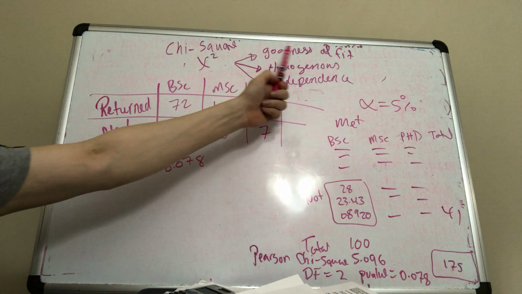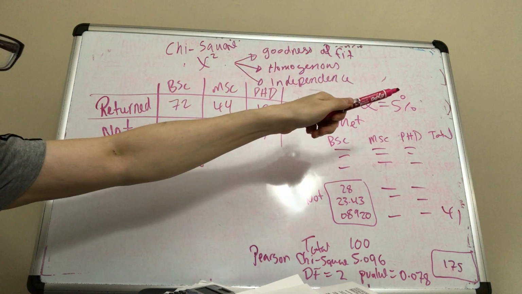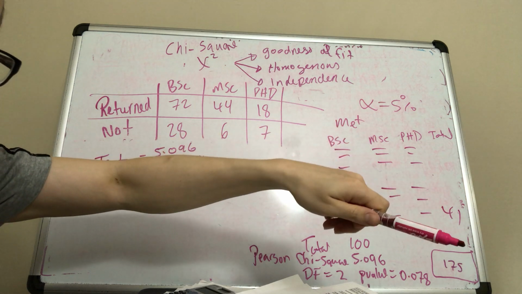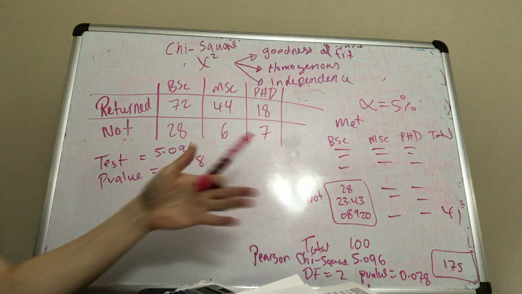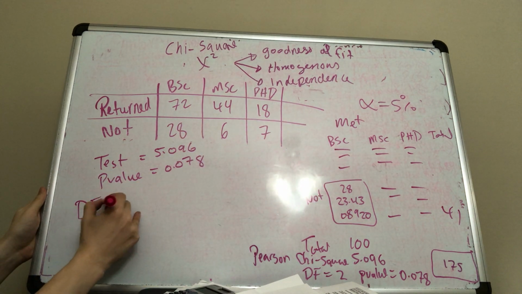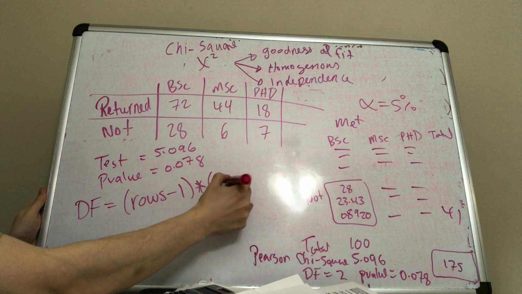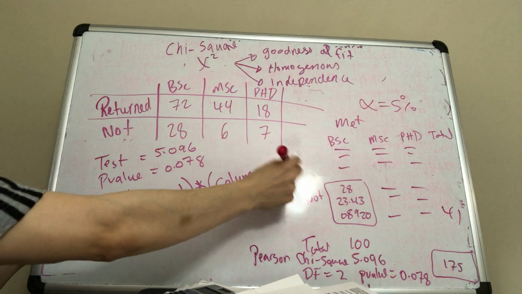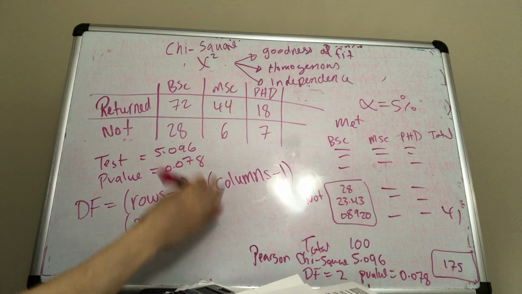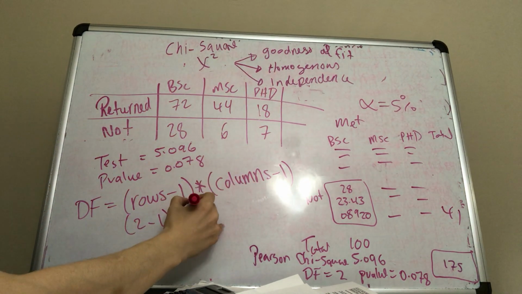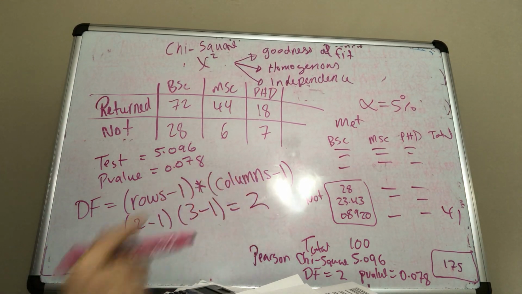I told you earlier when I did the goodness of fit, the degree freedom for the goodness of fit is just how many categories you have minus 1, the normal way. And I told you for homogeneity and independence, degree freedom is done differently. Degree freedom is number of rows minus 1, times number of columns minus 1. So we have 2 rows, we have 3 columns. This is 1, this is 2, 1 times 2 is 2.